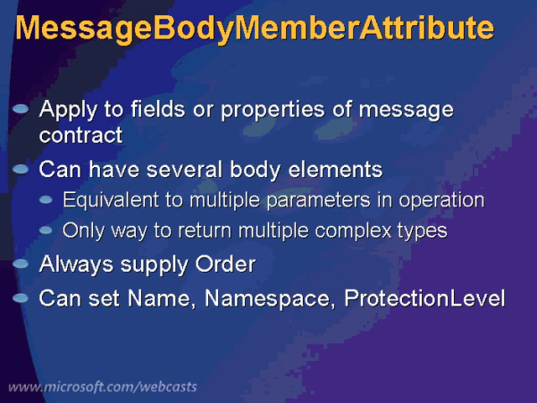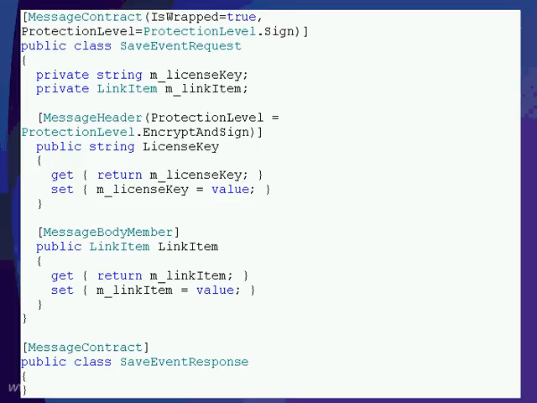So in the next slide, you'll see an example of what this looks like. And I do have a code sample that is part of the download I mentioned earlier that has this working. What you see in the sample code here is a message contract that has wrapped turned on, which is the default, which says I'd like to sign the message but not sign and encrypt. Inside, you'll see a license key and a link item. The license key is a message header string, which is encrypted and signed. And the message body member is the link item, which represents a parameter to the operation.